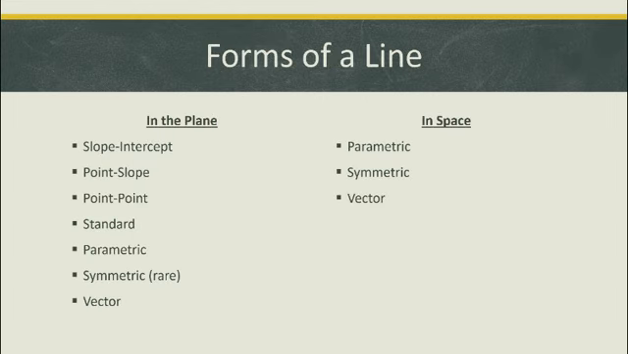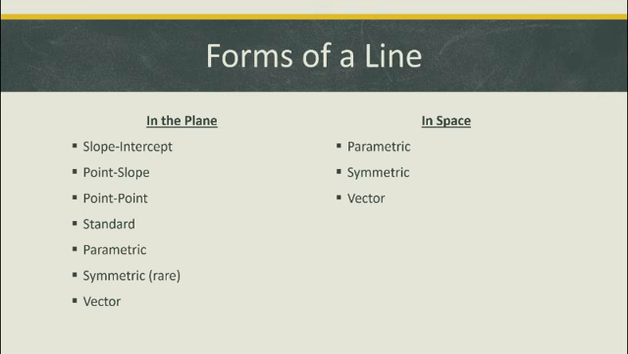So, different ways of writing a line. If you'll notice, there's quite a list of ways to write the equation of a line or to describe a line in the plane. We've got slope-intercept, point-slope, point-point, and standard. And those four forms you've seen before in an algebra class. The last three you're probably less familiar with. They're parametric, symmetric, which is rarely used in the plane, and vector form. But notice that those last three forms are actually going to be more powerful for us because they allow us to also extend them so that they work in space as well as in the plane.